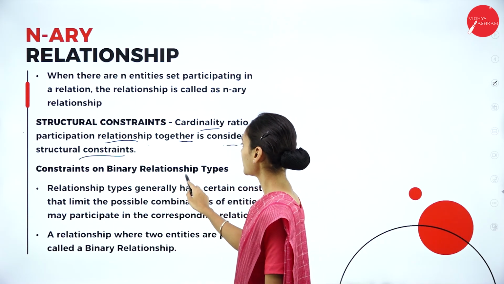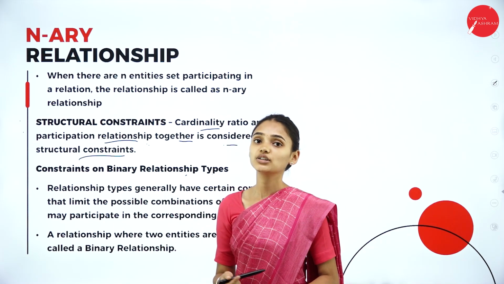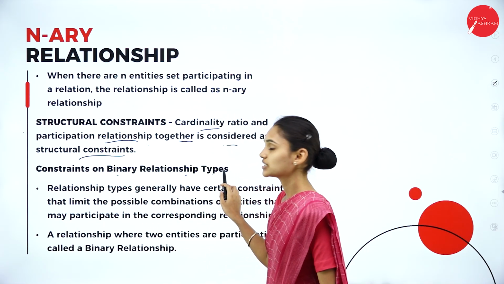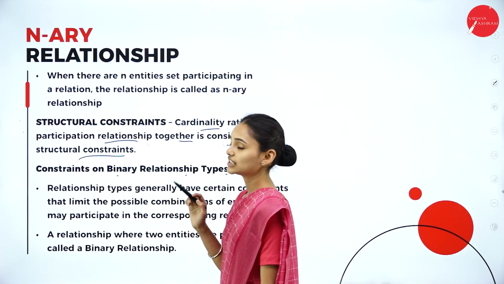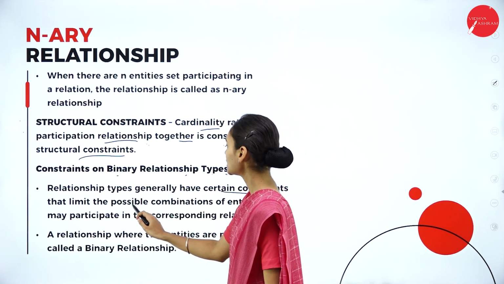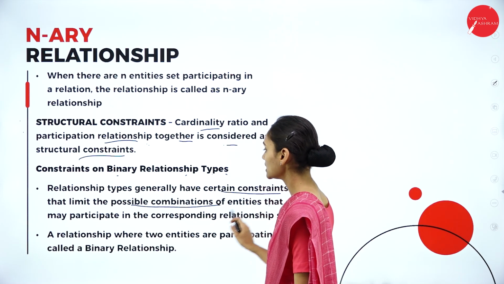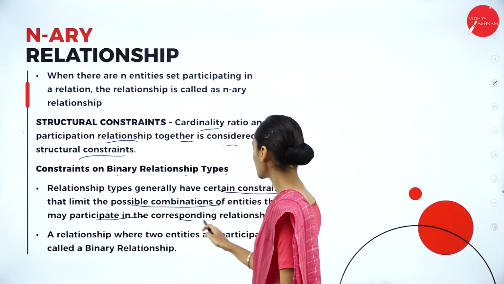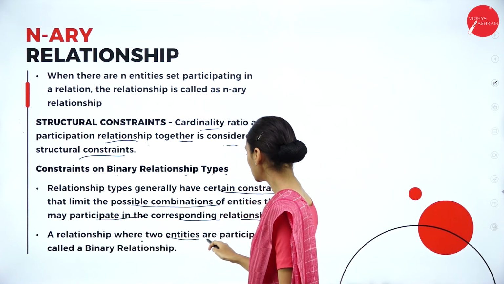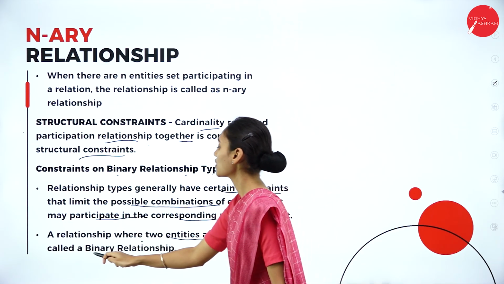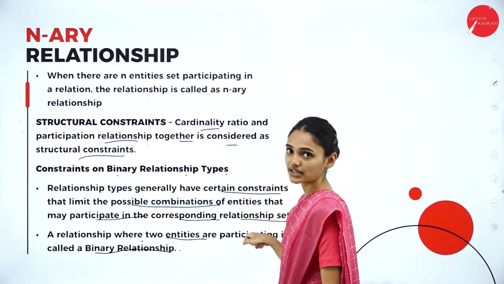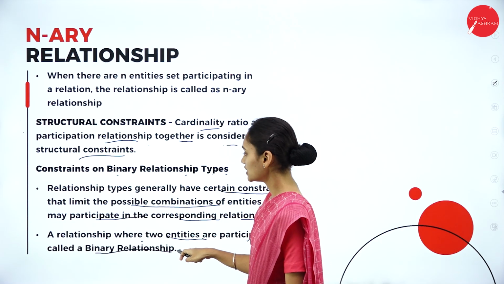Constraints on the binary relationship type. Binary means two entities are participating in a relationship. Relationship types generally have certain constraints that limit the possible combinations of entities that may participate in the corresponding relationship set. A relationship where two entities are participating is called a binary relationship.